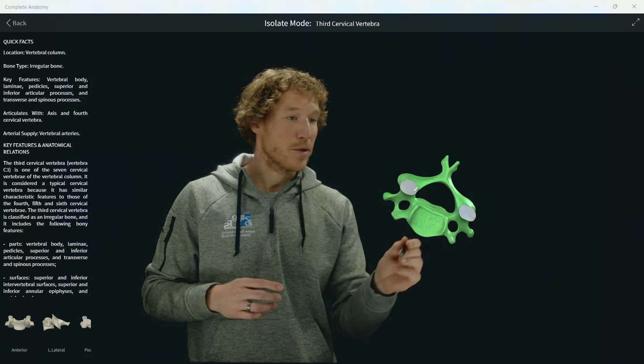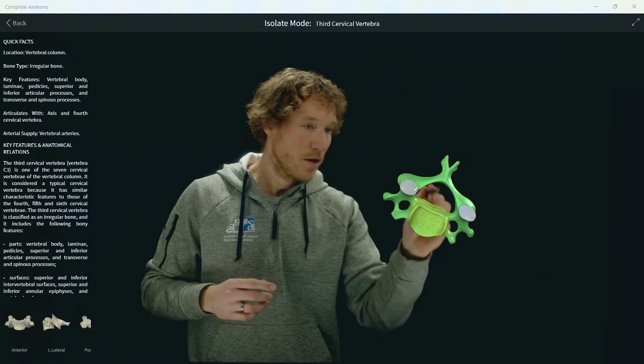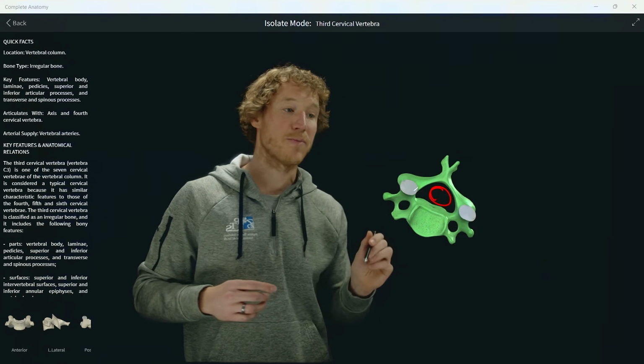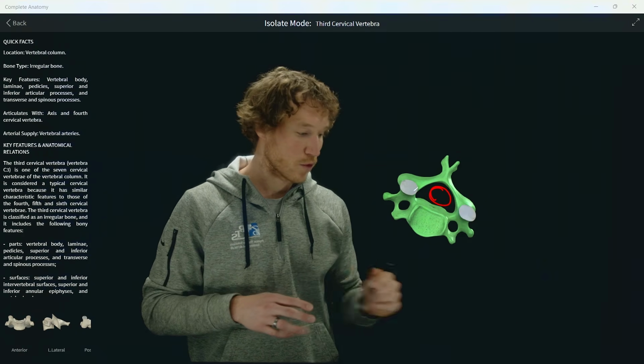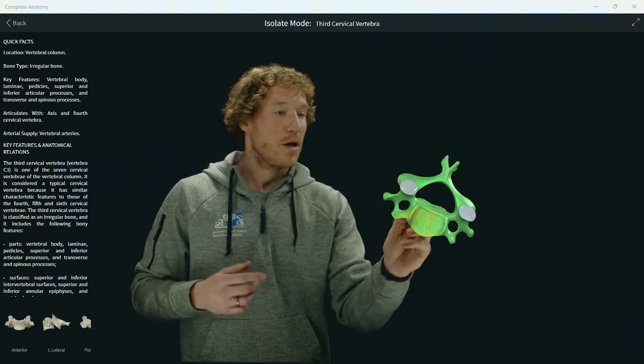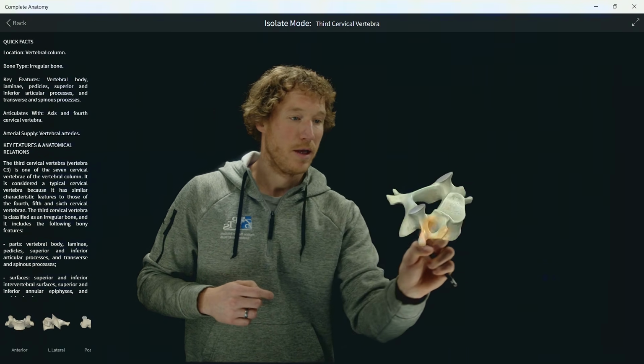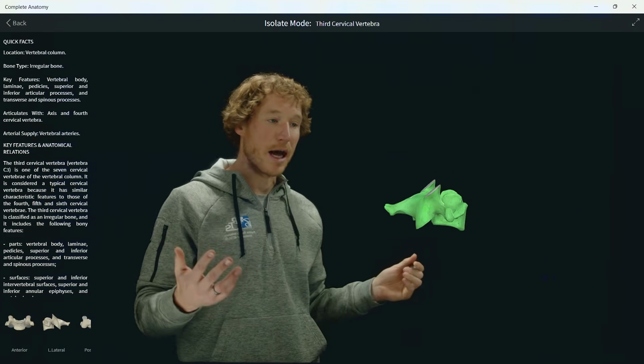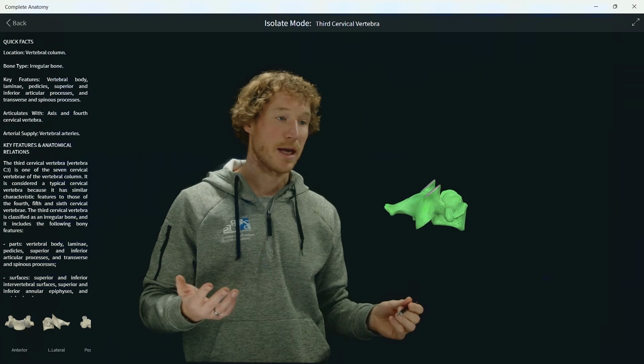Now, as we make our way posterior, we have a canal, the spinal canal. This is where the spinal cord would run if the spinal cord was pictured here. Now, let's turn this and look from the side. So this would be a lateral view as if you were looking at somebody from the side of them.